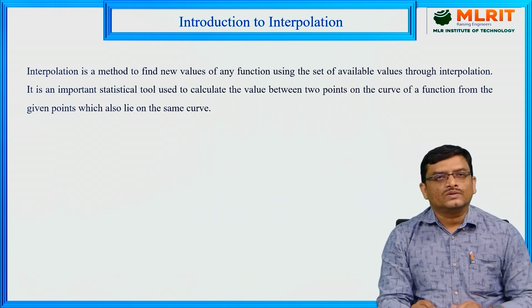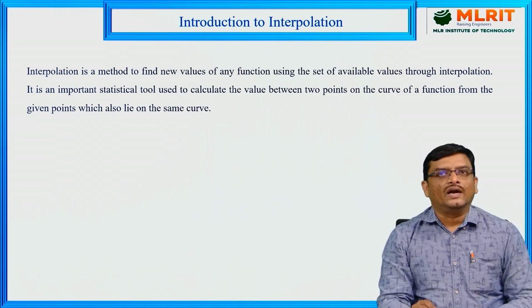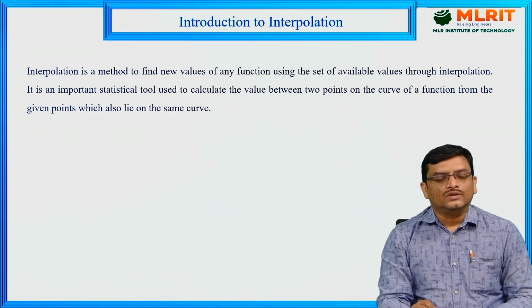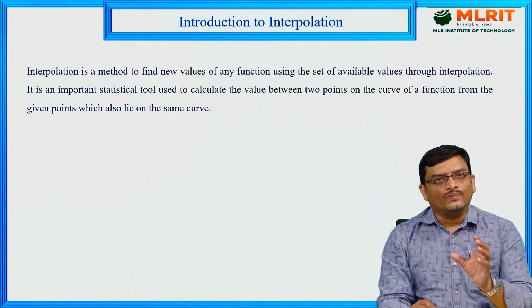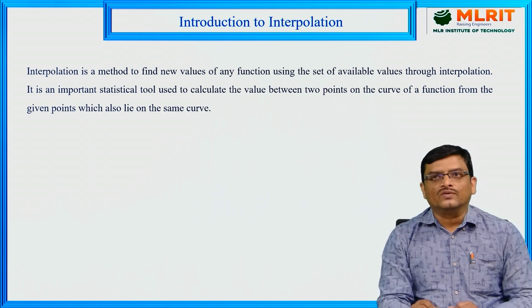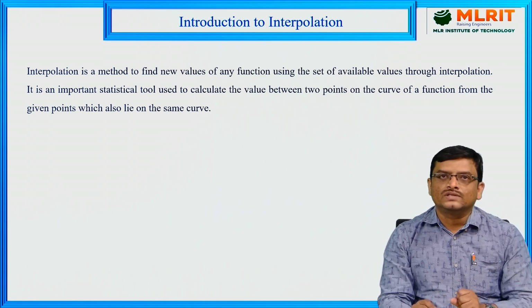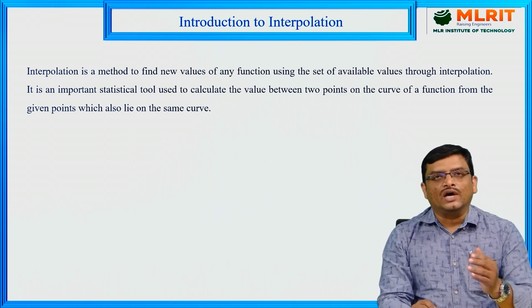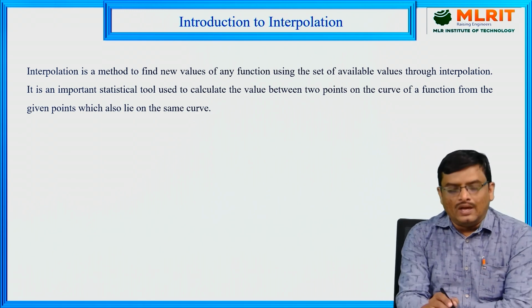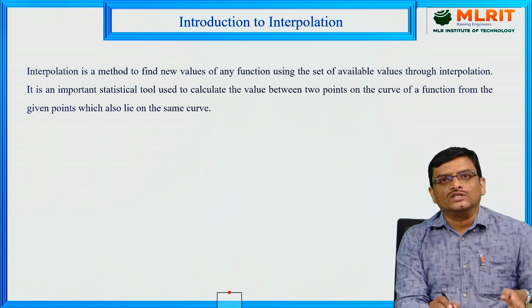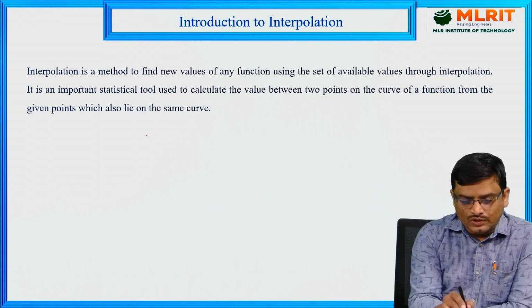So first we will go for the definition of interpolation. Interpolation is nothing but a method which is used to find out the value of y at a given particular value of x when the given function is unknown function. For example, I'll explain this interpolation concept with an example here.